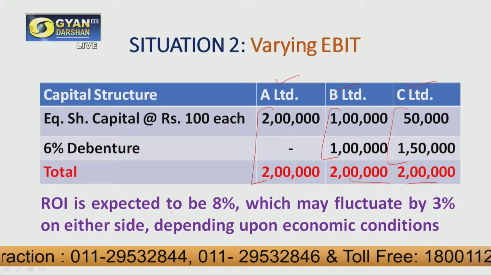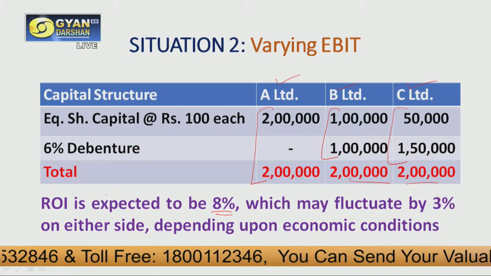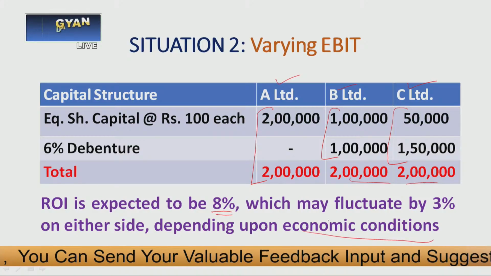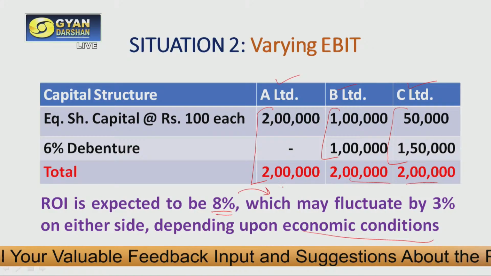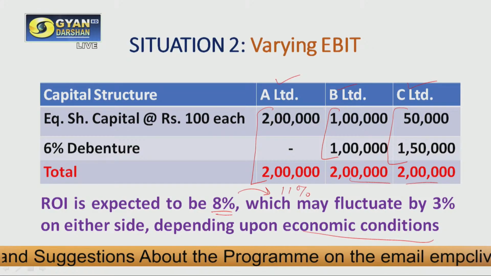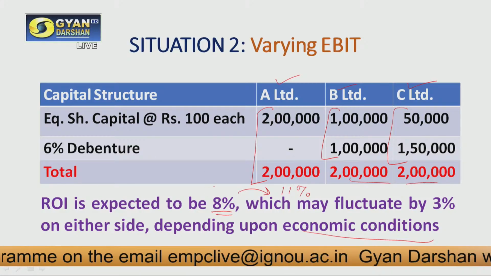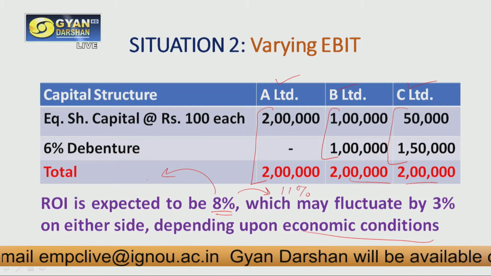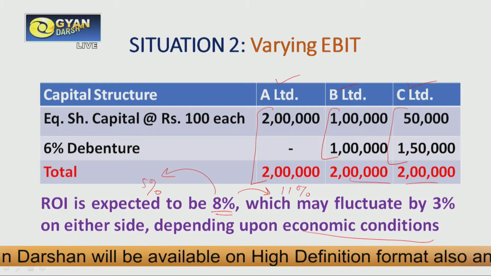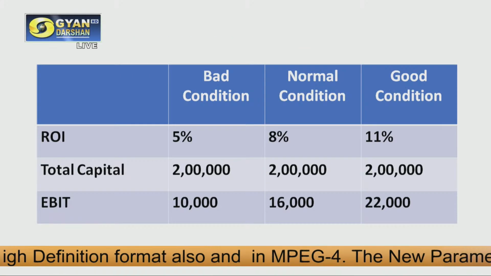In this case, ROI is expected to be 8%, which may fluctuate by 3% on either side depending upon economic conditions. So if economic condition is good, this 8% will increase to 11% because it is fluctuating by 3%. So when economic conditions are positive, our ROI will increase to 11%. But if our economic situation is not favorable, our ROI will become 5% because it is fluctuating by 3% on either side. So we can summarize this particular situation in this form.